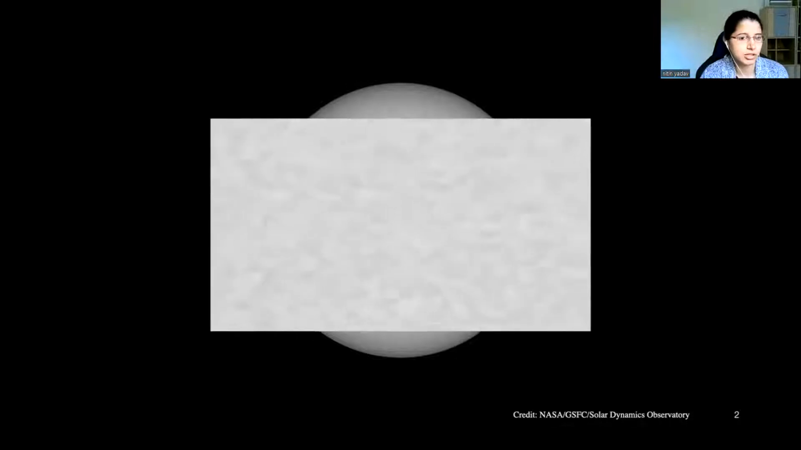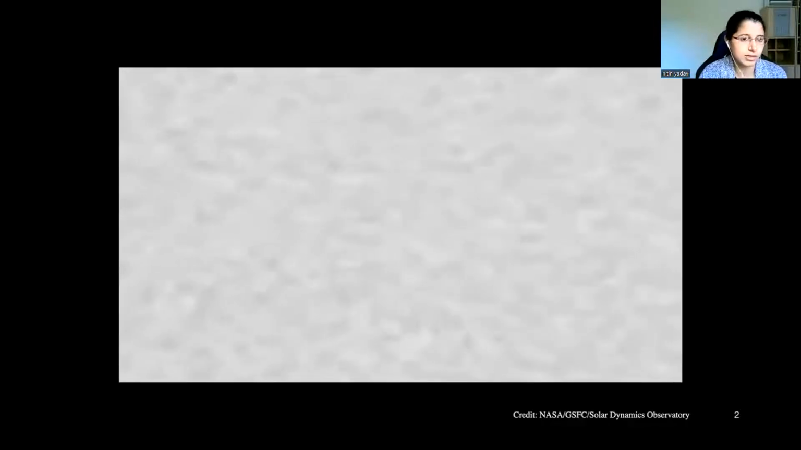Now, if we zoom in on a smaller region and look at it with a different instrument, this image is taken by the PHI instrument on board Solar Orbiter on 28th May 2020. It covers a 200 by 200 megameter square area of a quiet Sun region similar to the one we saw earlier. But now you can see the granulation pattern, which indicates the movement of hot plasma flows under the visible surface of the Sun.